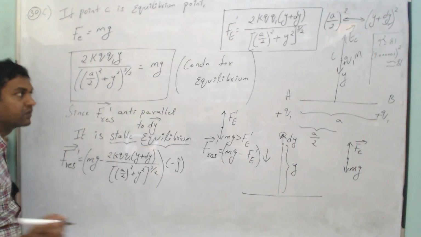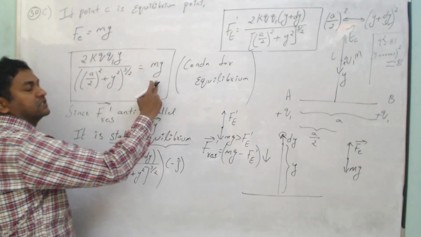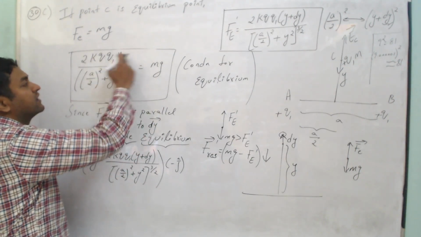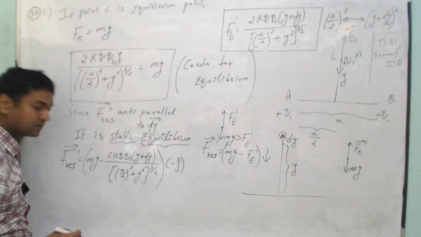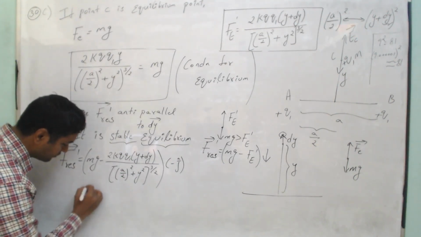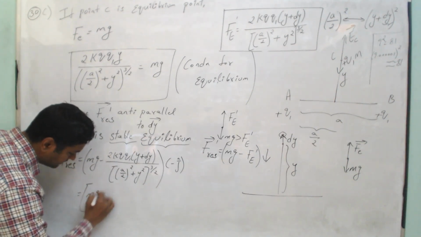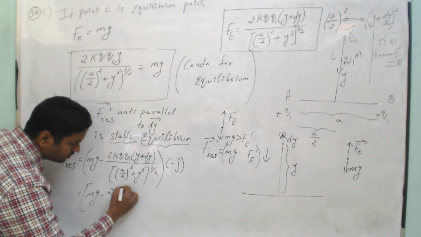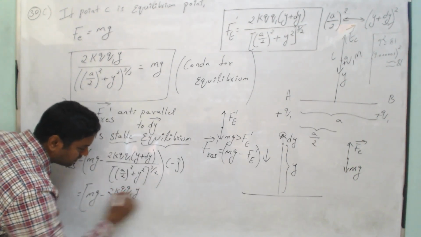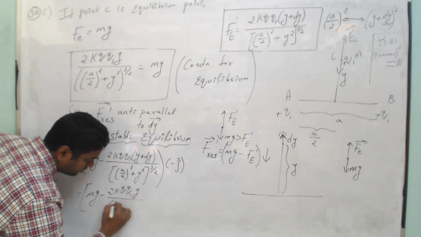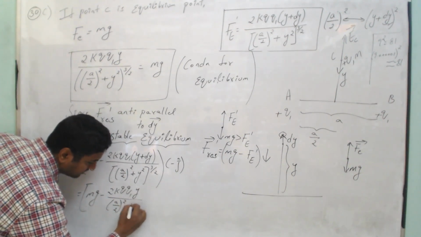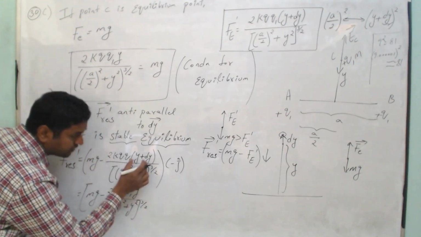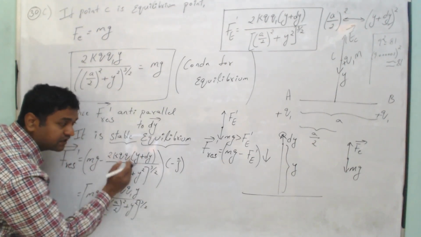But my gravitational force mg is equal to this 2k q1 y by so on and so forth. Right? So if you look at it over here, I can write this as mg minus, if I write this one term first, 2k q1 y upon (a/2)² plus y², whole to the power 3/2. That means, instead of y plus dy, I am first writing y, then I will write dy.